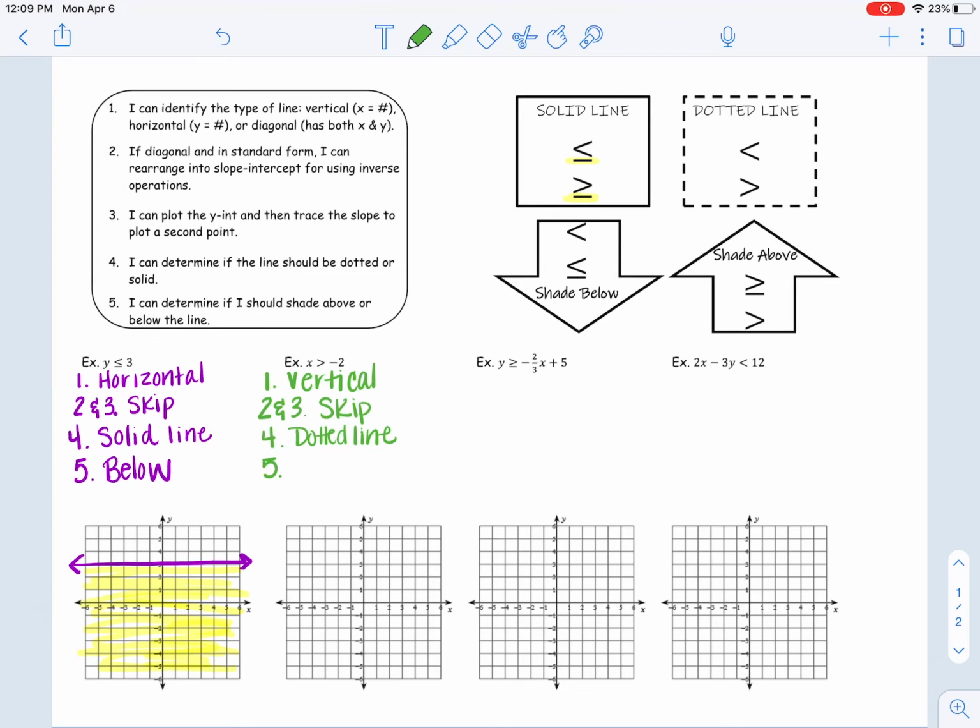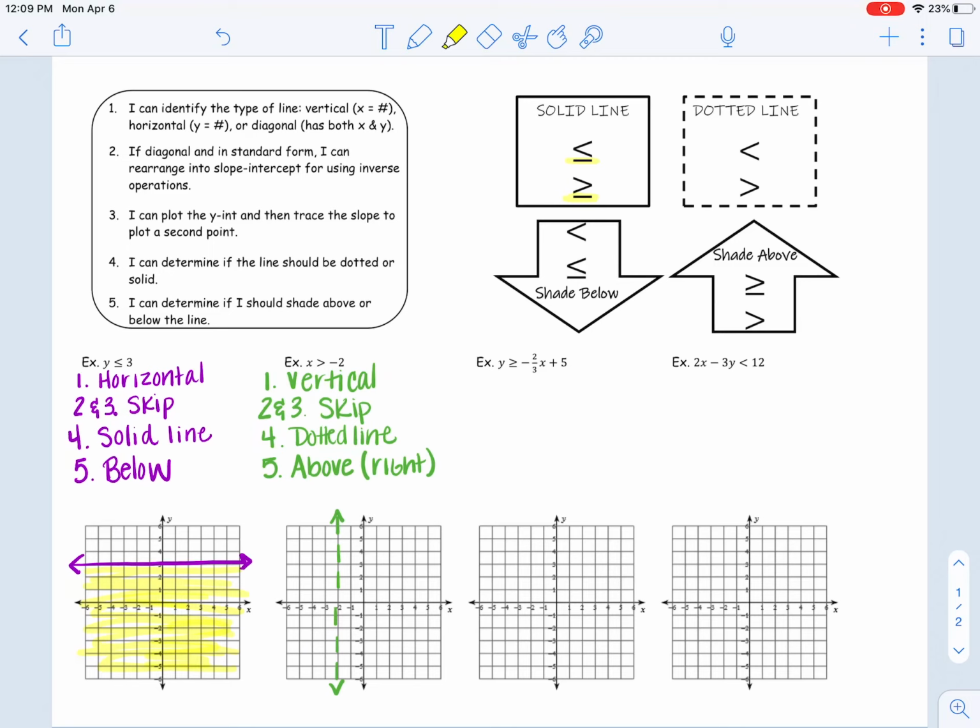And then because it's greater than, we are going to shade above. It's a little funky though with vertical lines, so we're really not going to shade above. We're going to end up shading to the right, and you'll see why when we graph it. So if I'm going to graph this vertical line, it should be dotted and it should be going through -2. So vertical line, dotted through -2.